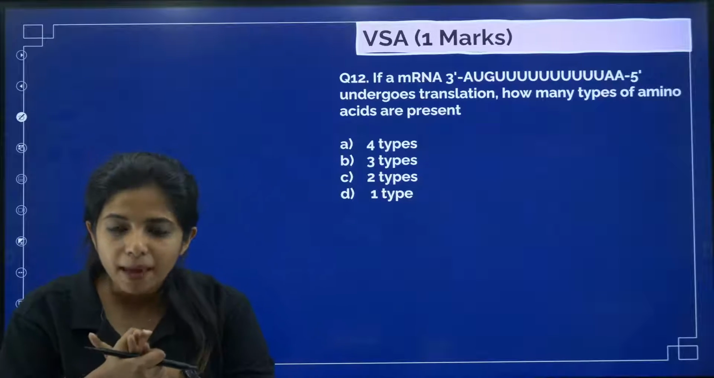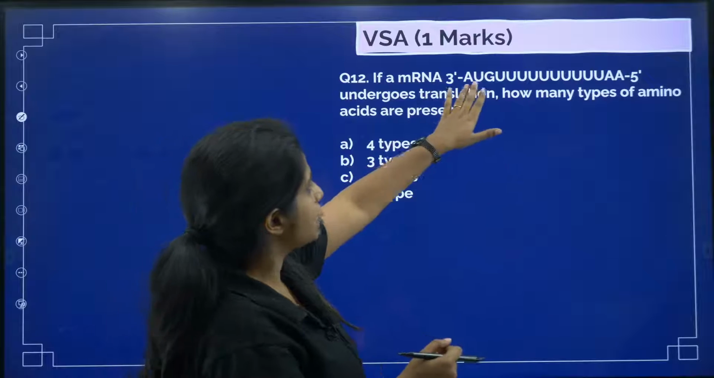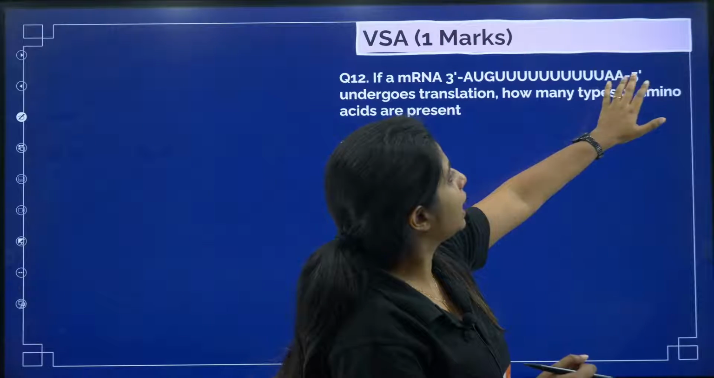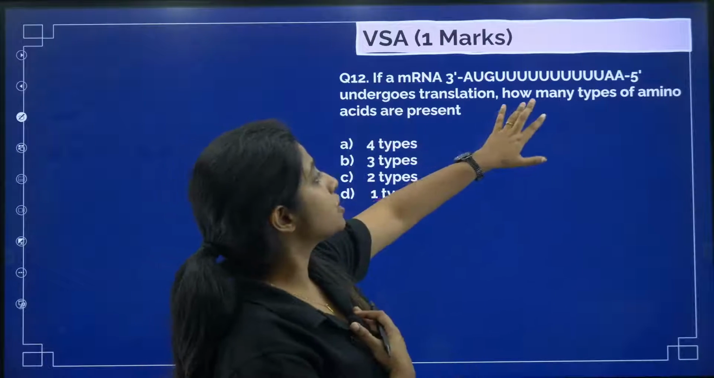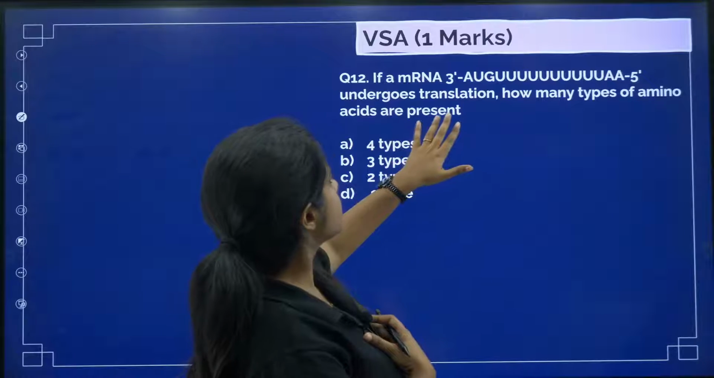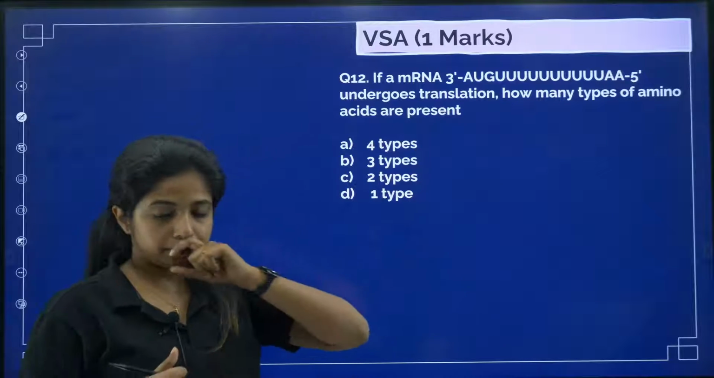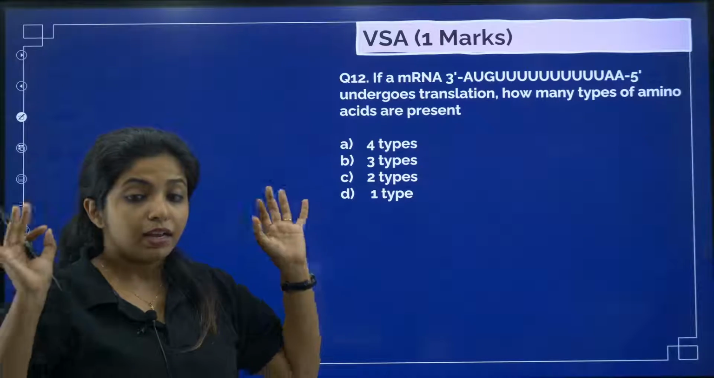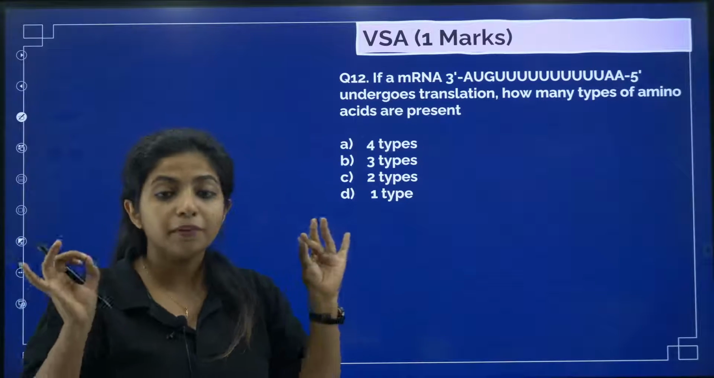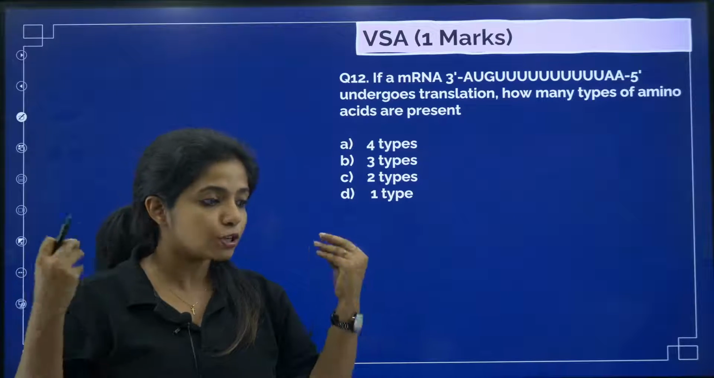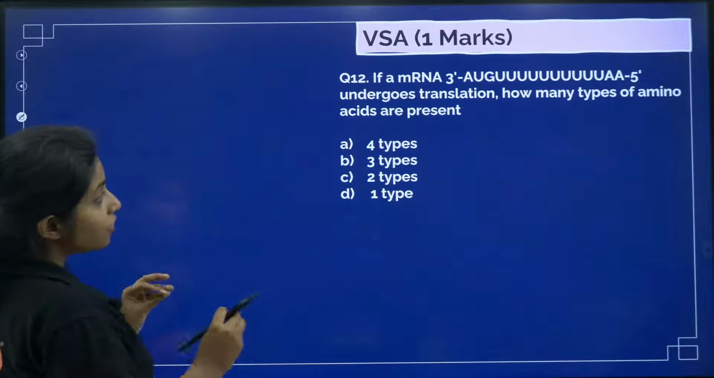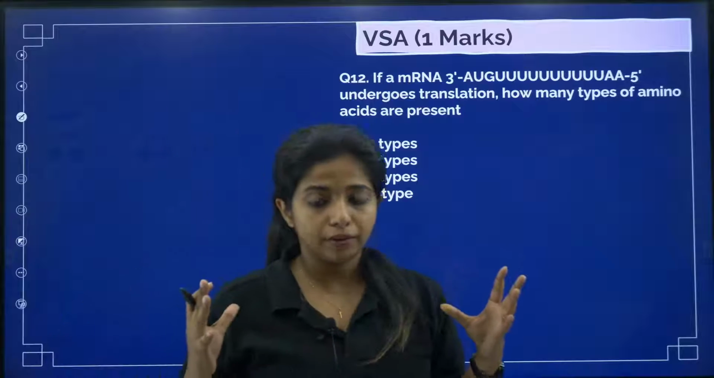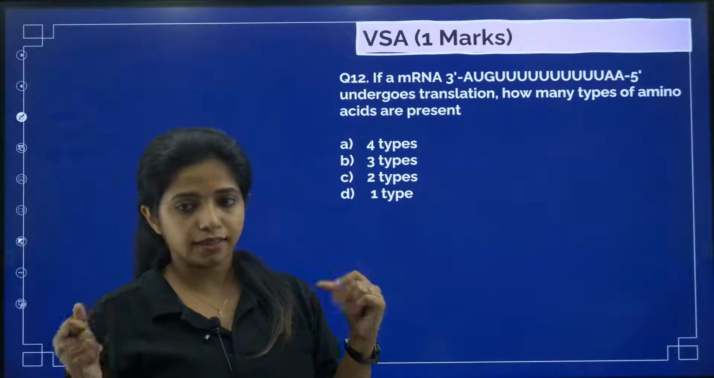Now if an mRNA, that is 3'-AUG-UAA, undergoes translation, how many types of amino acids are present over here? Again, it is tricky. I have not made the color different, but it's tricky. Read the question properly. That is what I mean whenever I say tricky. It's not that the question is difficult. So you have to see how many amino acids you can make out of it. That is the thing.